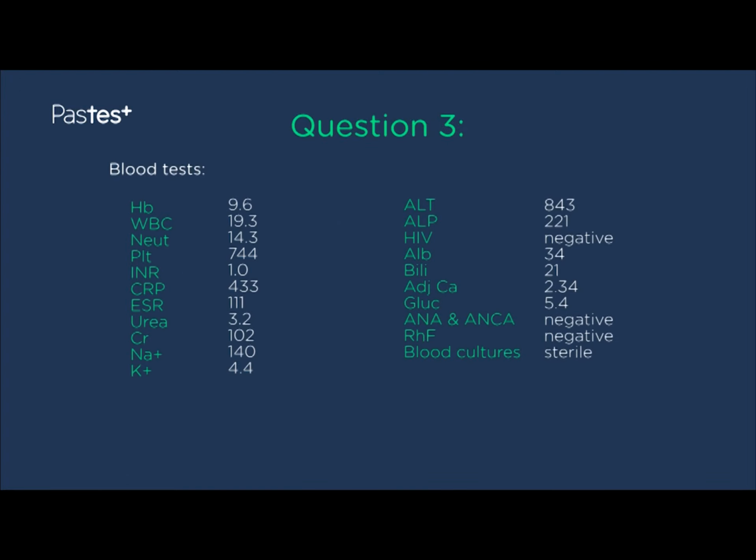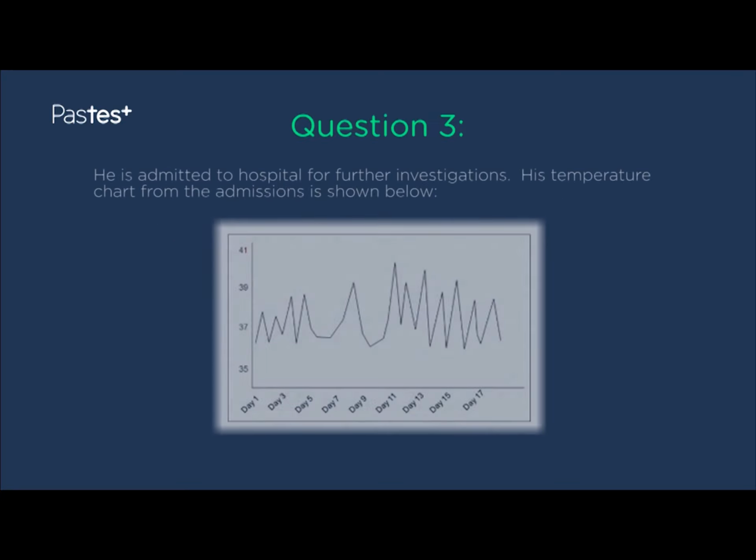You've got some blood test results available. He's got an anemia, a high white blood cell count, quite a high platelet count of 744. INR is normal. He's got a CRP of 433 and an ESR of 111. His renal profile looks normal. He's got abnormal liver enzymes. He's had a negative HIV test. And on the immunology front, ANCA, ANA and rheumatoid factor are negative, and he's got sterile blood cultures. He's admitted to hospital for further investigation, and during the admission he has a temperature chart kept, which is shown here.